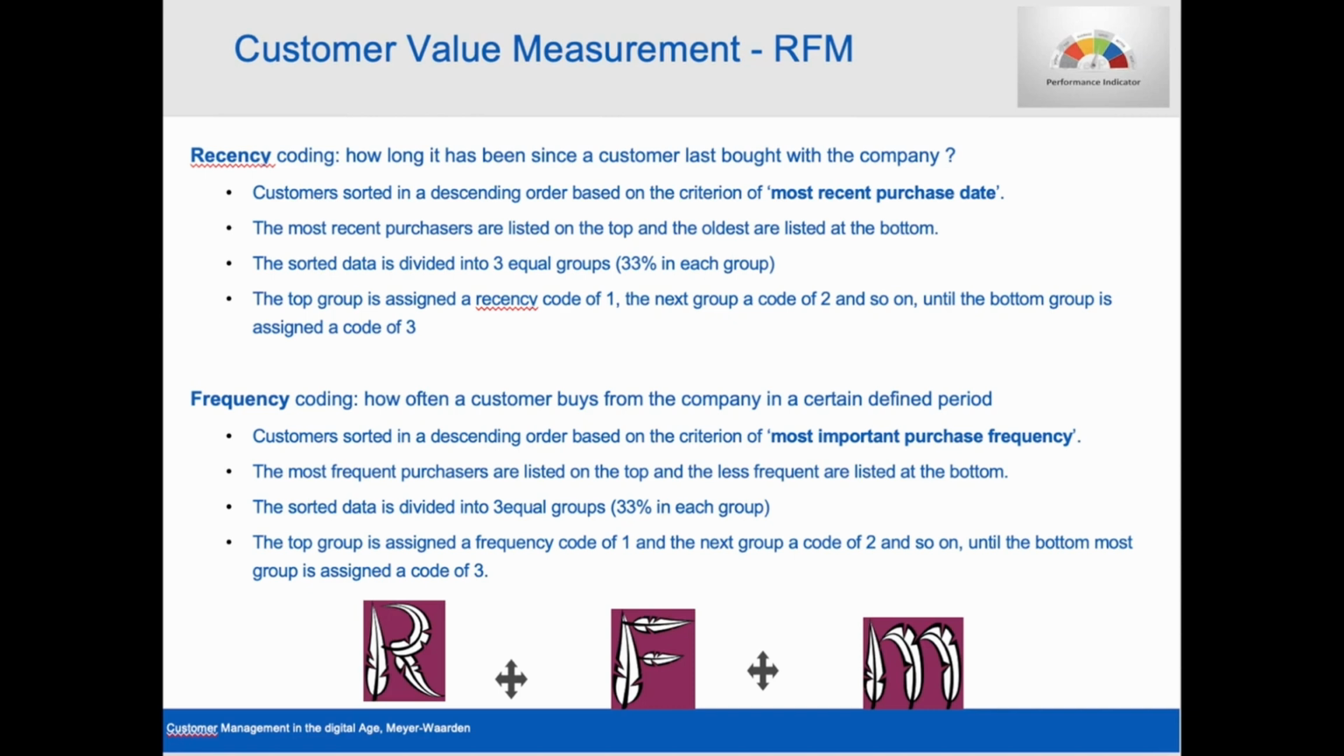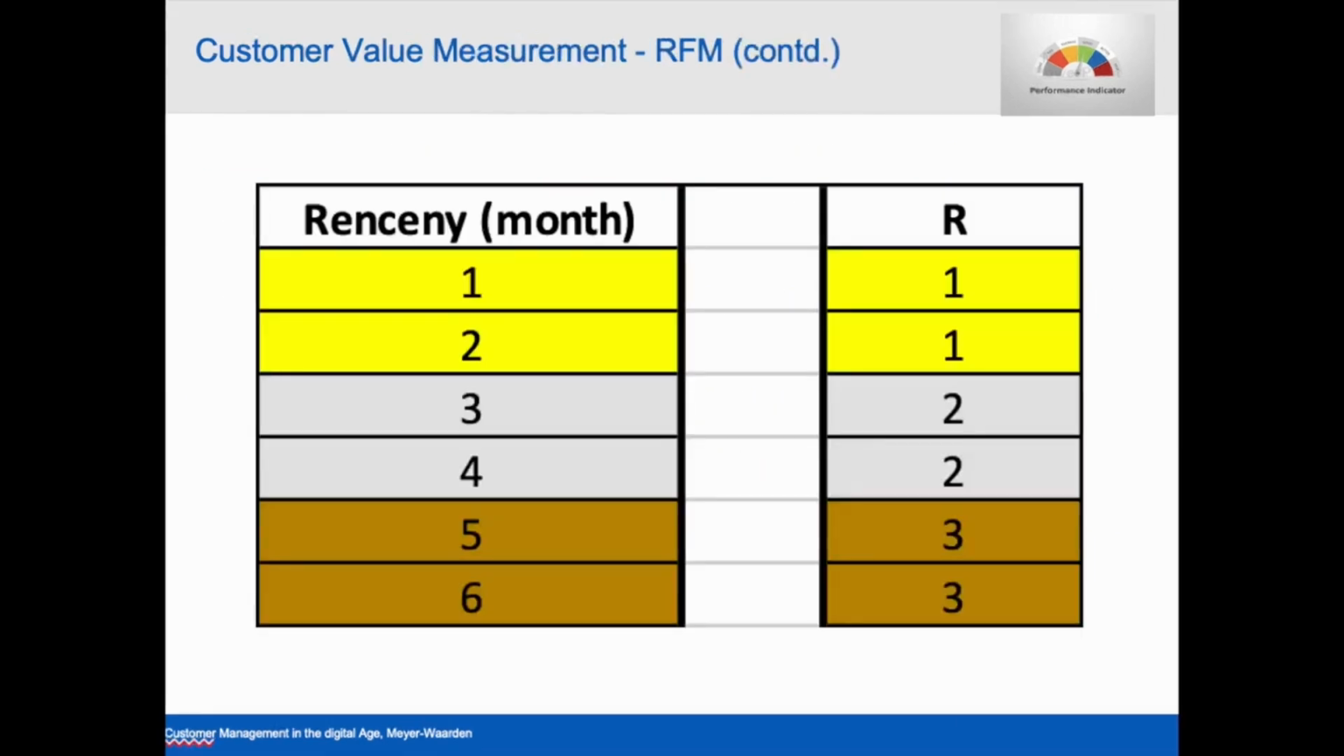Recency means how long it has been since the customer last bought from the company. So for example, 1 week, 1 month, 6 months, etc. To have this information in the database, you can sort the customers in ascending order according to most recent purchase date. You have the customers who bought recently in the upper part of the database, and those who did not buy recently, the oldest ones, are listed in the lower part of the database. And then you will divide the sorted data into 3 groups, 1/3 in each group, and you assign a mark from 1, the best mark, to 2 and 3.